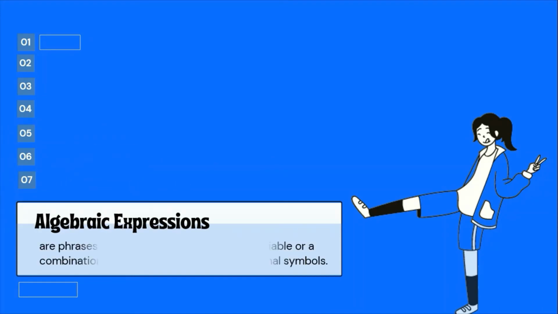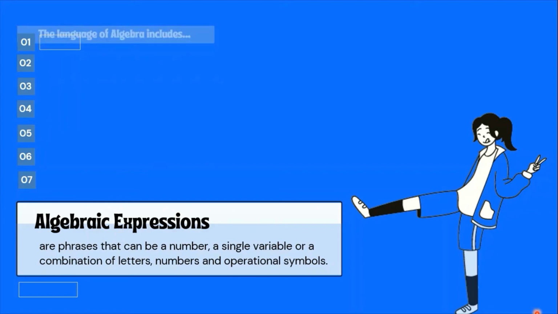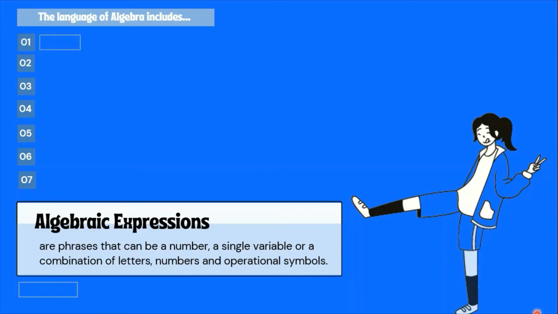Algebraic expressions. These are phrases that can be a number, a single variable, or a combination of letters, numbers, and operational symbols. Ang algebraic expressions ay parte ng isang branch ng mathematics which we call algebra. And these are the language of algebra. Algebra comes from the Arabic word algebra, which means restoration. In 1820 AD by Muhammad ibn Musa al-Khwarizmi.